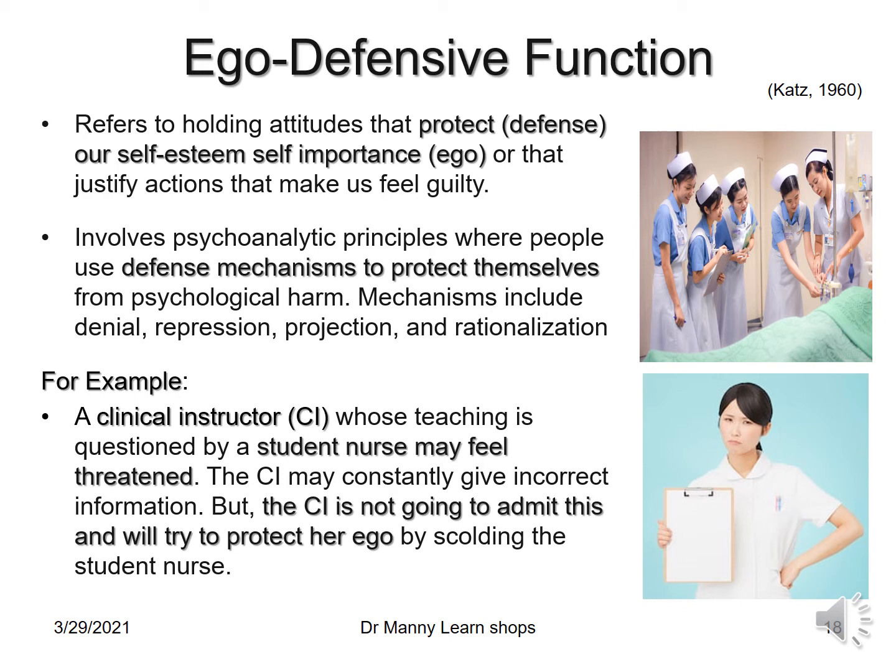And the mechanisms include denial: no, it didn't happen. Repression: just don't think about it. Projection: put it onto somebody else. And rationalization: make sense of it.